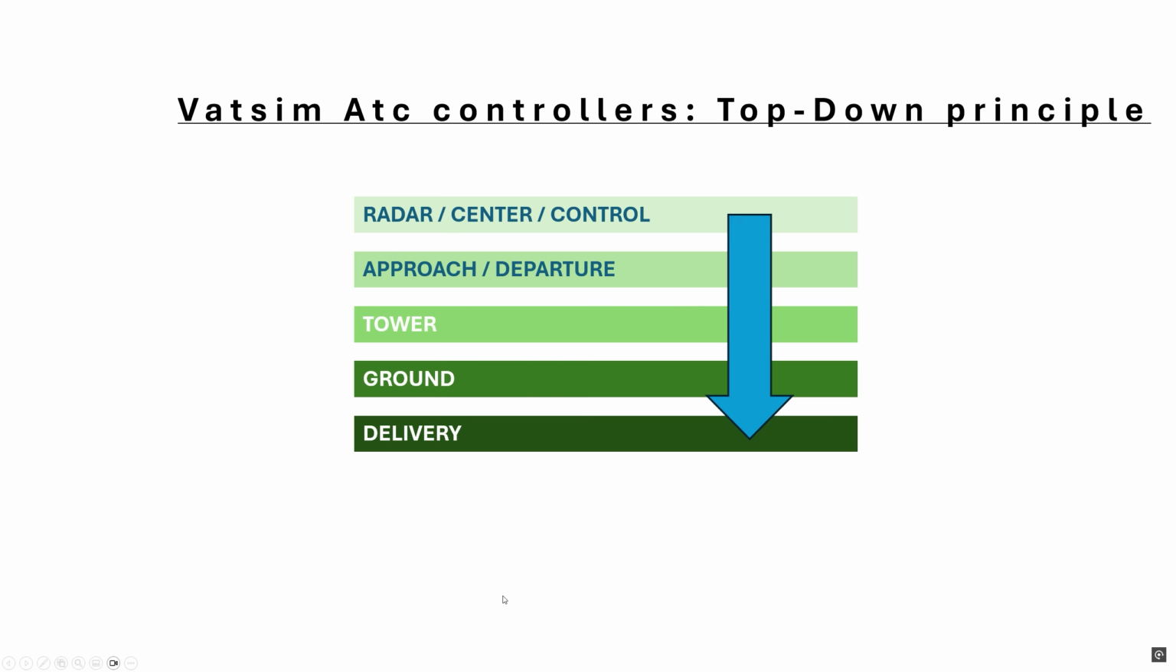Now, it is important to know that sometimes not all controllers are online. In that case, there is a top-down principle. Take a note of this blue arrow. If delivery is not there to give you clearance for your flight, you can talk one level higher to ground. If ground is not there, you can talk one level higher to tower. If tower is not there, you can talk to approach or departure. And if approach and departure is not there, you can talk to radar, also named center or control.